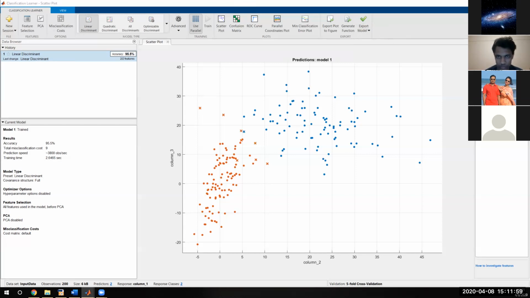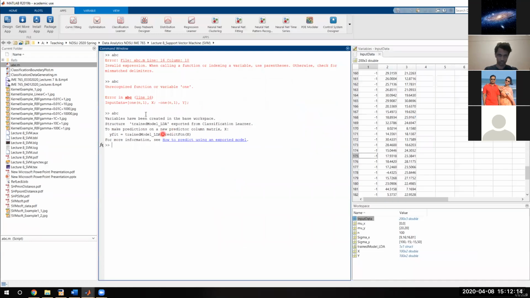So it's here. Let me export the model to this monitor. What is the name? Train model. What's this method? LDA, right? Okay, let's name it train model LDA. Now you go to your MATLAB. You're gonna see it this way.